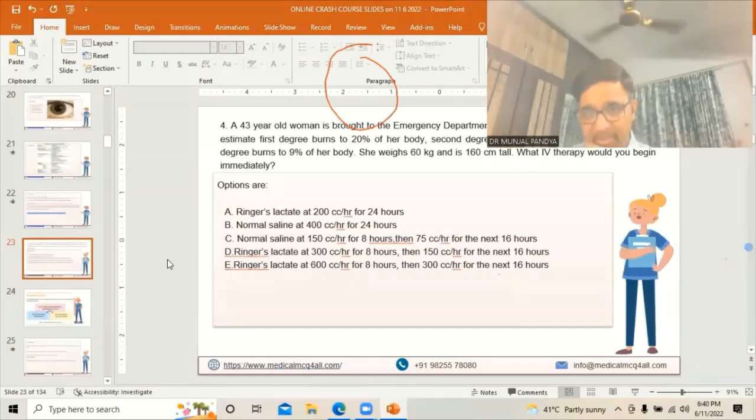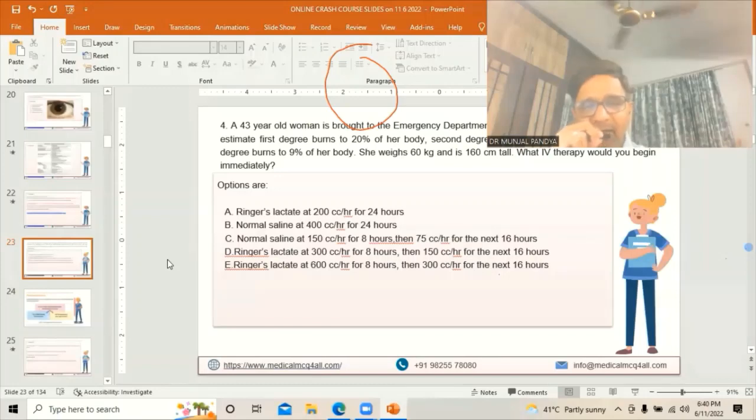So it's in the emergency room, a burns patient. Have a look at it. A 43-year-old woman is brought to the emergency department after being burned in a house fire. You estimate first degree burns of 20% of her body, second degree burns of 11%, and third degree burns of 9% of her body. She weighs around 60 kg and is 160 centimeters tall. What IV therapy would you begin immediately for this patient?